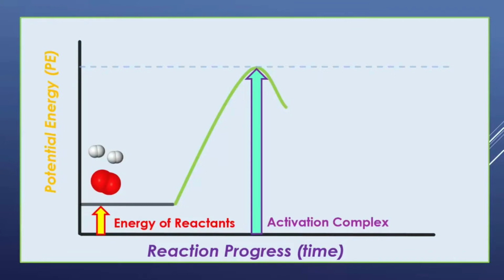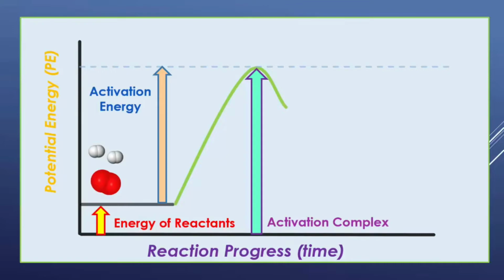When the particles that are reacting are in their perfect orientation with sufficient energy, they have formed something called the activated complex. We can use the energy of the activated complex and the energy of the reactants to determine what is known as the activation energy, or the minimum amount of energy needed to get the reaction started.